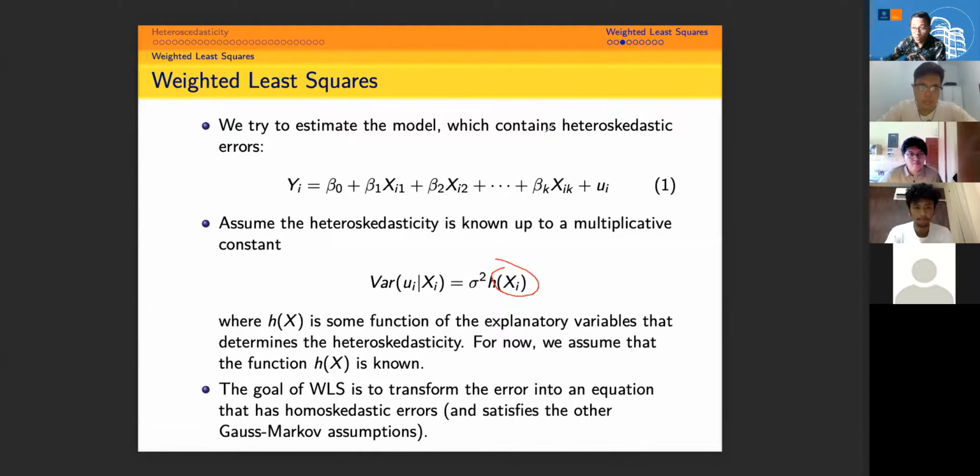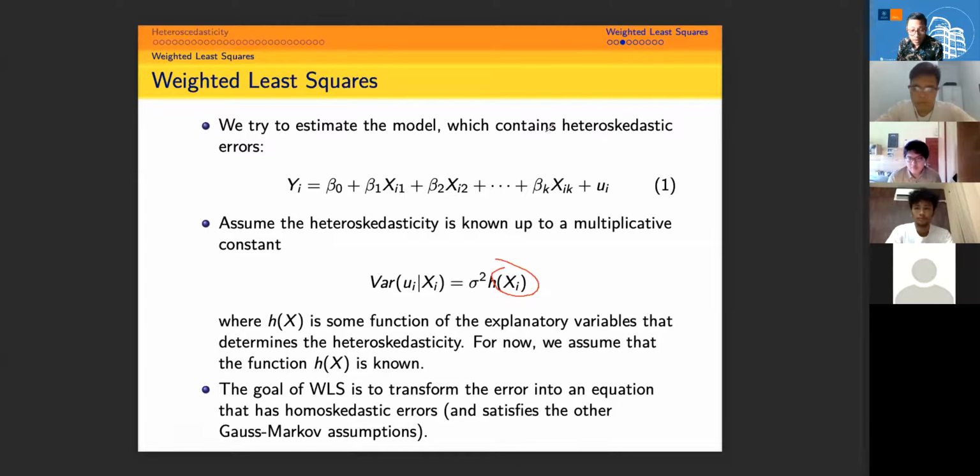In practice, though, you wouldn't know what the function is. It could be some linear function. It could be some nonlinear function. How do we actually determine which function is the best? That's an empirical question, an empirical exercise that we're going to go through together. But let's now assume that we know the function.